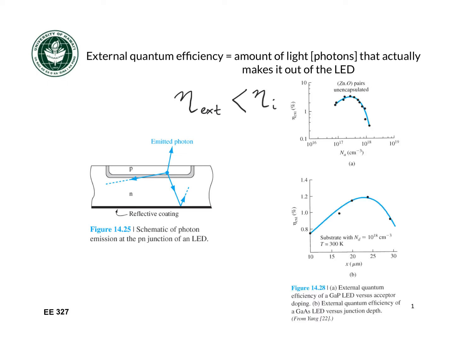This figure shows some examples. External quantum efficiency is a measured quantity. So external quantum efficiency in this graph is on the y-axis. On the x-axis is the acceptor or doping concentration. So you can see how the external quantum efficiency depends on doping concentration. On the bottom graph, this is fixing the doping concentration, but the external quantum efficiency is varying as a function of junction depth. So junction depth means, this junction between the p and n-type materials, how deep is that from the surface.